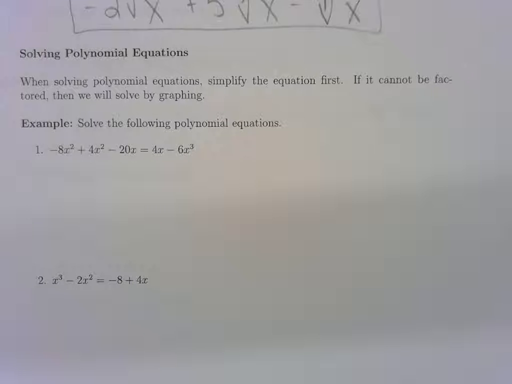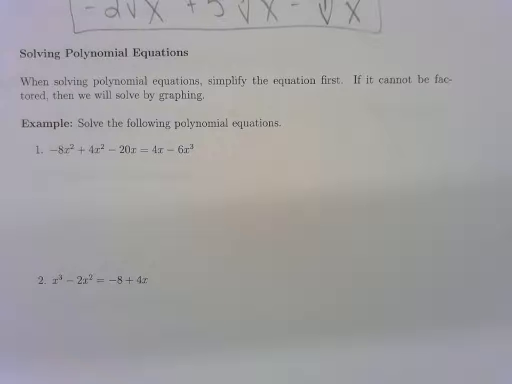Okay, it says when solving polynomial equations, simplify the equation first. If it cannot be factored, then we can only solve by graphing. So this is how we started with quadratic equations. We would simplify first, get everything to one side. We would see if we could factor it. If we couldn't factor it, then we would use the quadratic formula. Now for polynomial equations, if we can't factor it, then we have to use our graphing calculator.